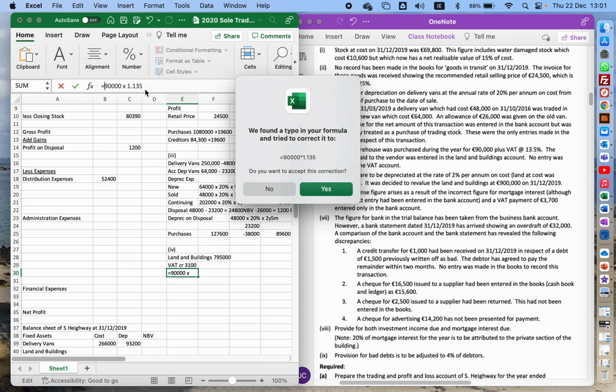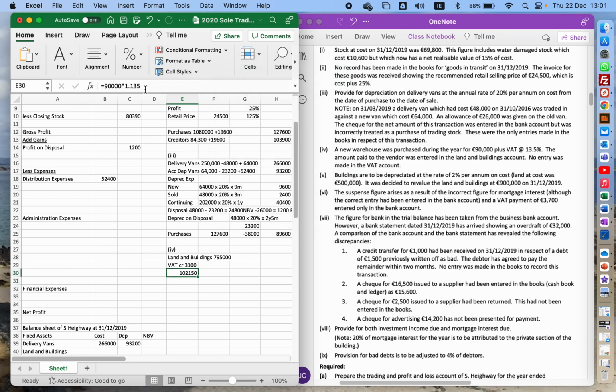Now, if we subtract from that the 90 grand, then we'll end up with the VAT alone. So 12,150 extra was put in land and buildings. Now just to step back a little bit and explain.